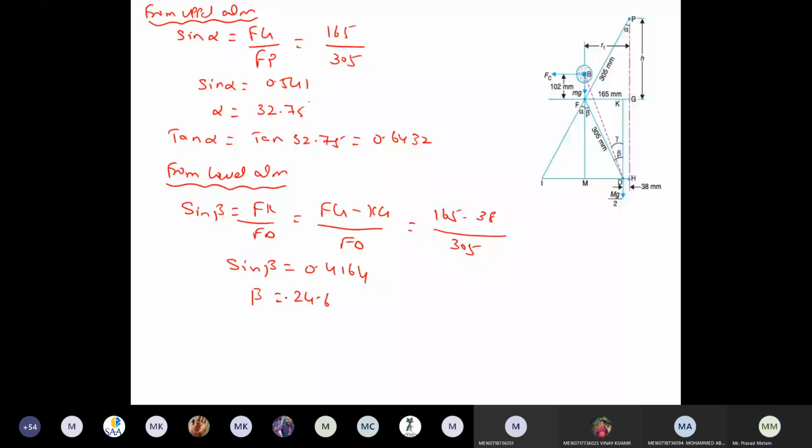Now try to find out tan beta, tan 24.6, which comes as 0.457. I am solving parallel to you. Now try to find out the term Q. What is Q? Tan beta by tan alpha. Tan beta is 0.457. Tan alpha is 0.6432. What is Q we are getting from this? 0.712 is the Q value we are getting.